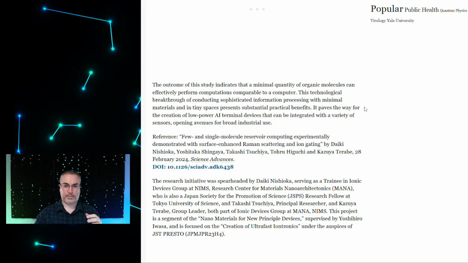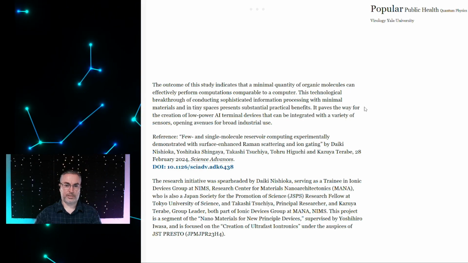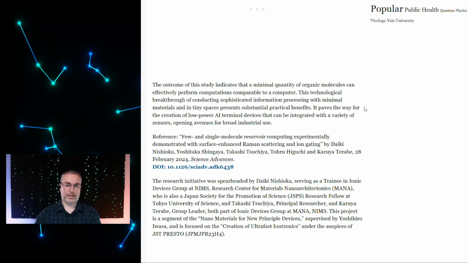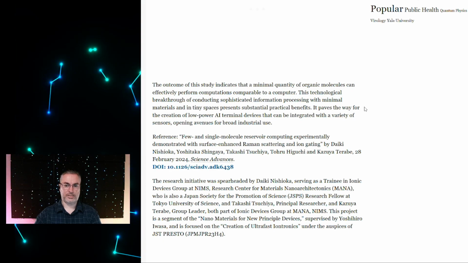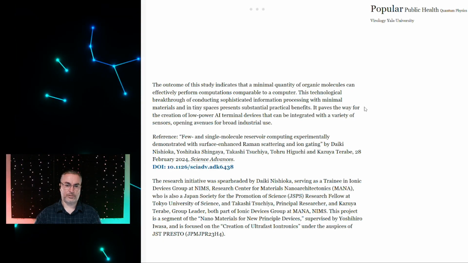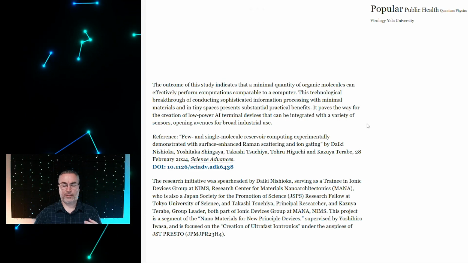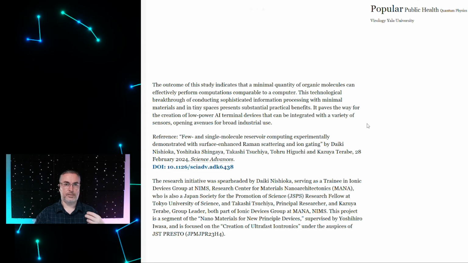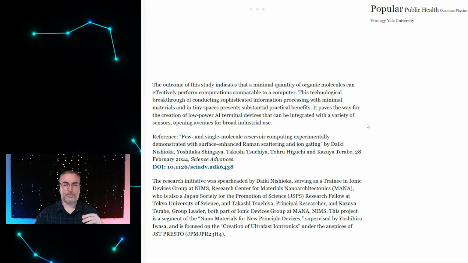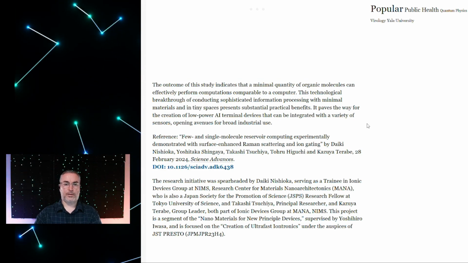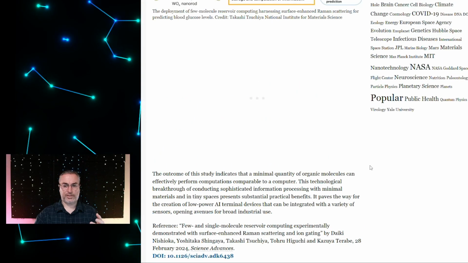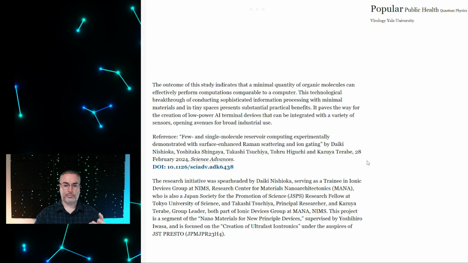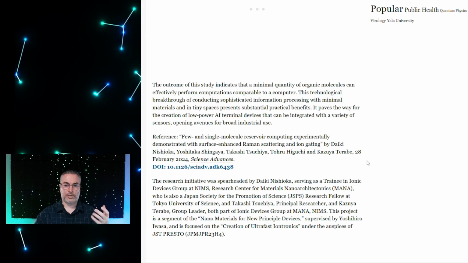The technological breakthrough of conducting sophisticated information processing with minimal materials and in tiny spaces presents substantial practical benefits. It paves the way to create low-power AI terminal devices that can be integrated with a variety of sensors, opening avenues for broad industrial use. Think sensor technology that's self-powered by a biological process, not something that you have to plug in, per se. Right. But I don't know what its longevity is. It's an organic molecule, so what is its lifespan? It has to consume energy, even if it is of its own reservoir.